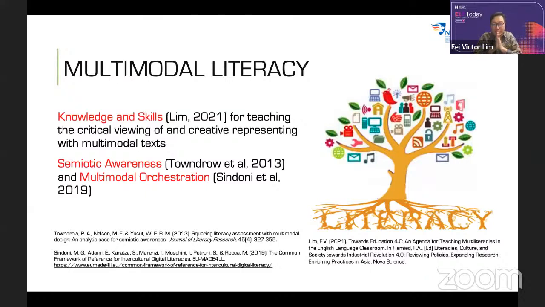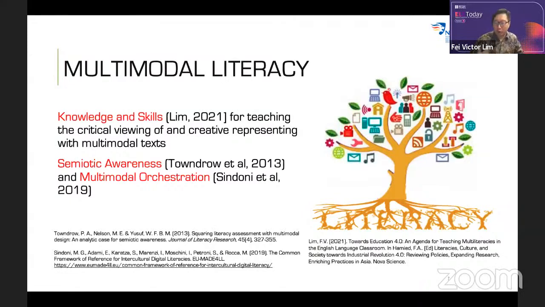So multimodal literacy, in a sense, we define as the knowledge and skills for students and teachers as they engage in the critical viewing of the kind of multimodal text around them, as well as the creative representing with multimodal text. We know that with digital technology, it's very easy for a student to create videos, websites, collages and posters as a way to express their learning, the kind of meanings they want to make. So multimodal literacy involves the knowledge and skills in that meaning-making process.